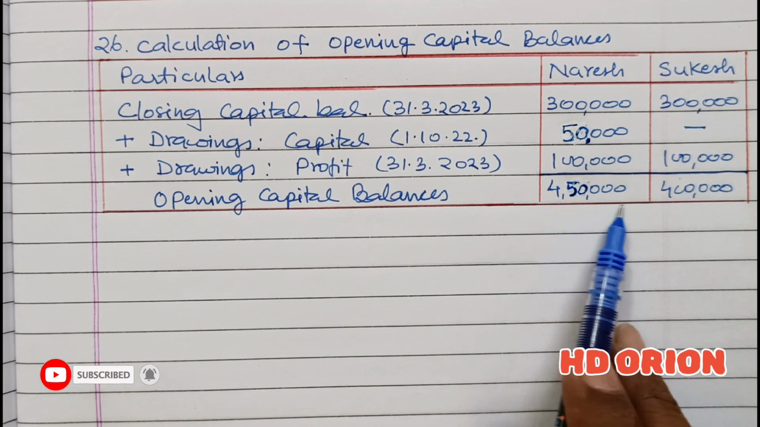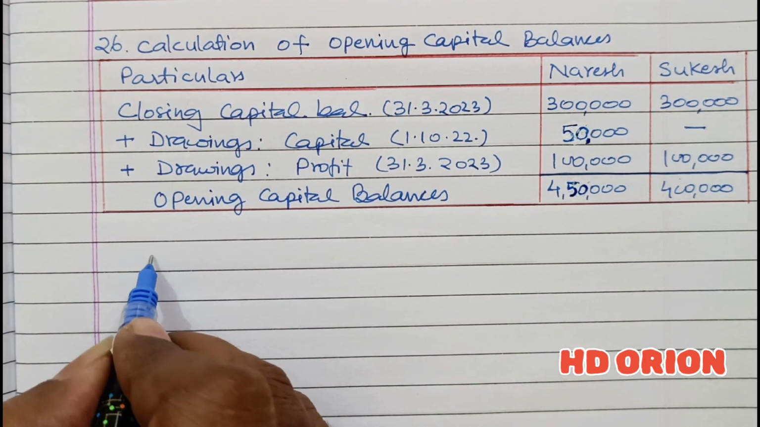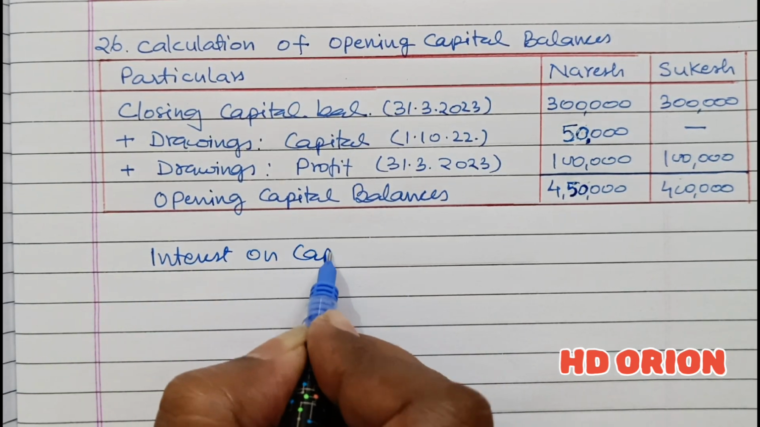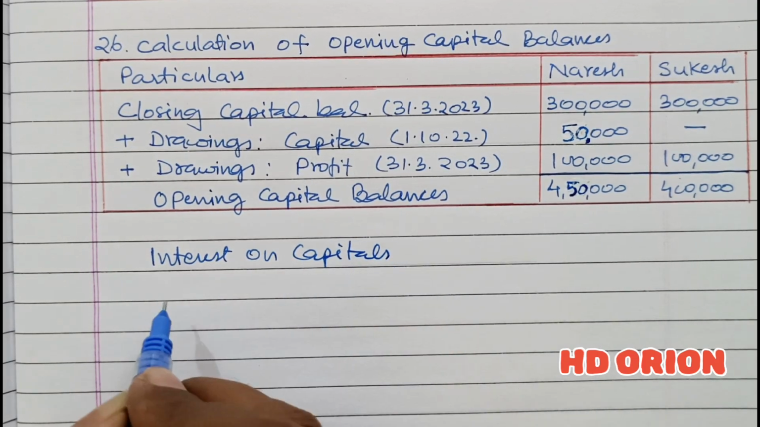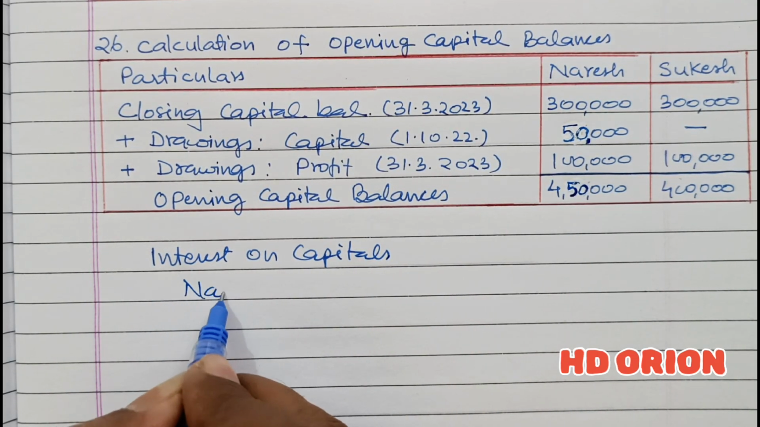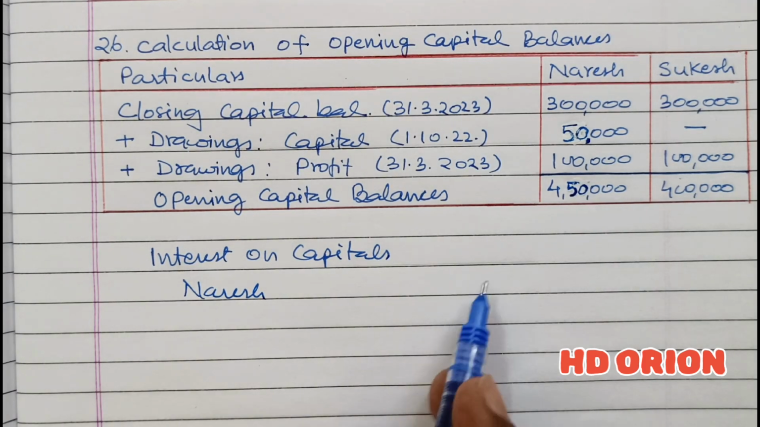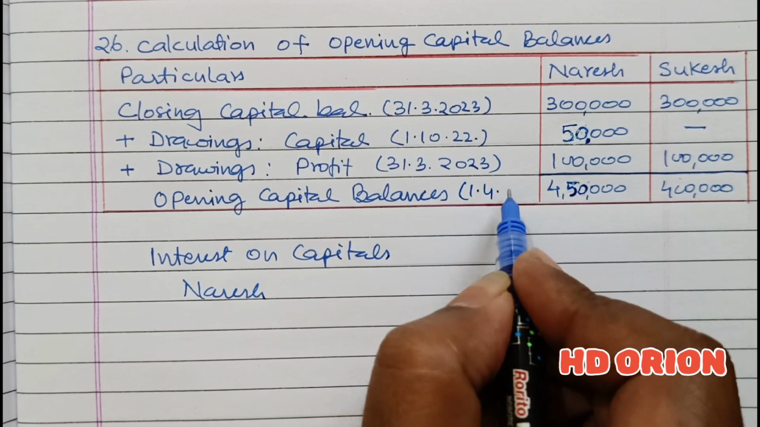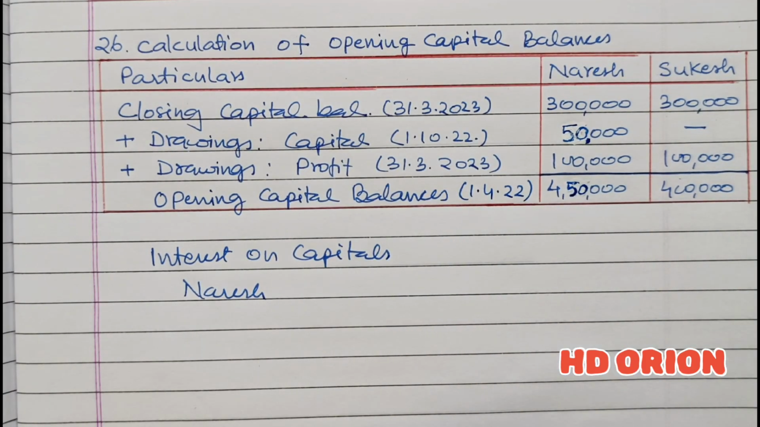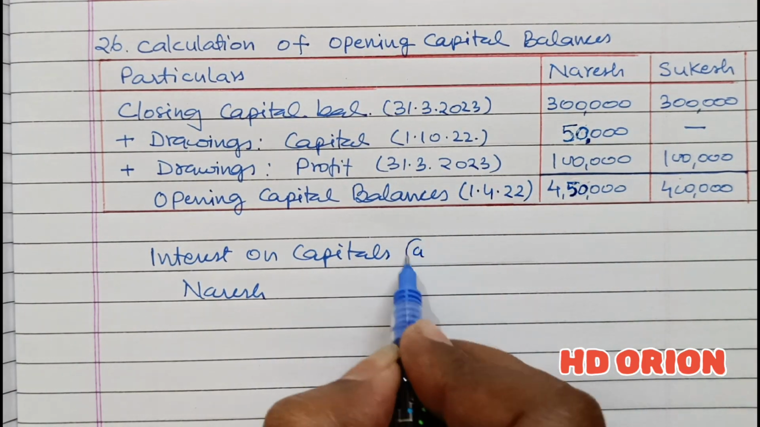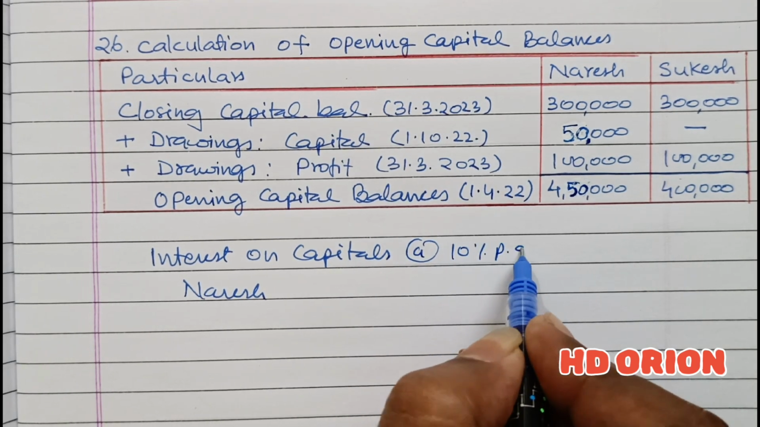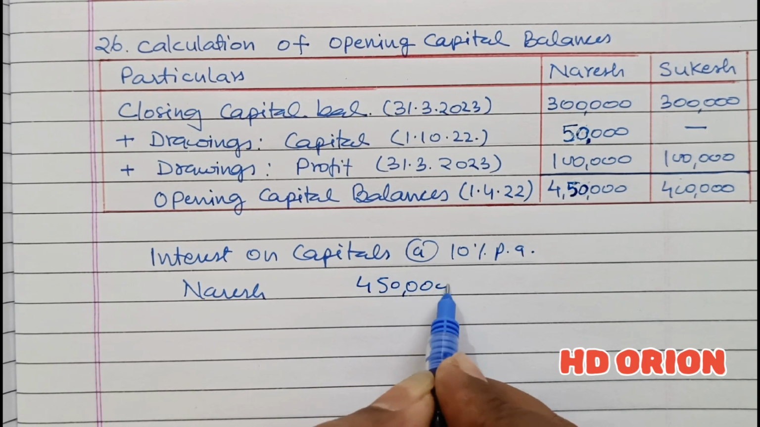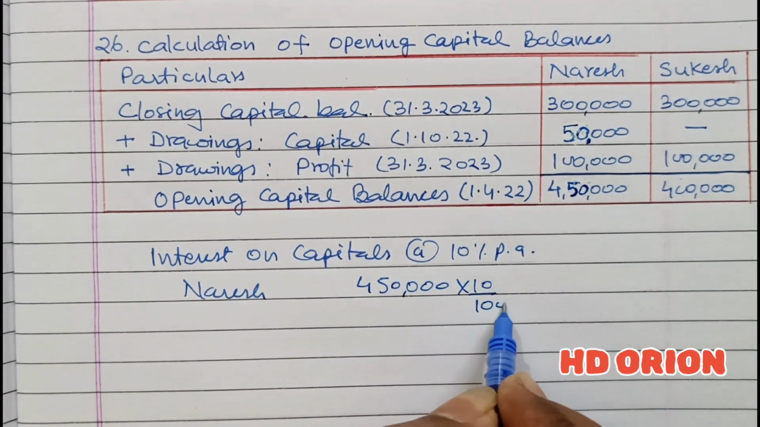Now we will have to calculate interest on capital. So let us do the working here. Interest on capitals for first partner Naresh. See, Naresh is having opening capital balance that is on 1/4/22. It is of rupees 4,50,000, and the rate of interest is how much? 10% per annum. So for Naresh it is 4,50,000, 10% of it.